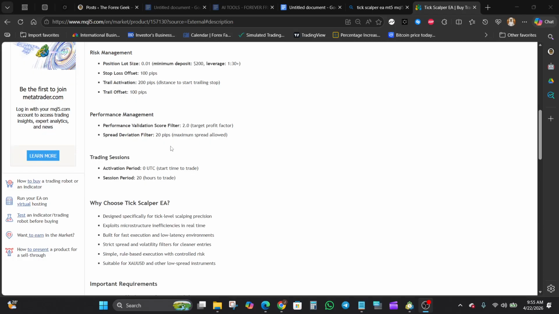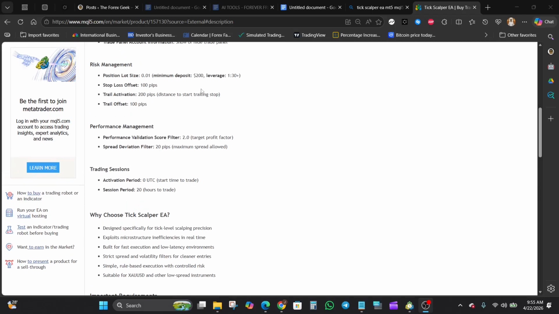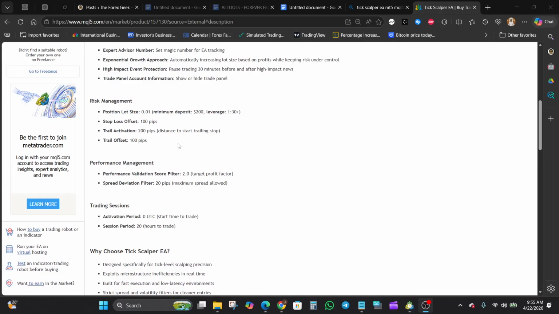Then we have the risk management, features like the stop loss, trailing stop, and fixed lot sizing. The trailing stop, for example, helps lock in profits as price moves in your favor, but if it is set too tight, it can close trades prematurely, especially in fast moving markets. Now we also have the optional compounding, where the lot size increases as the account grows. So that can accelerate growth, but it also increases risk if not managed properly.